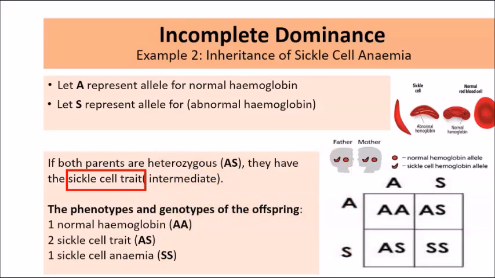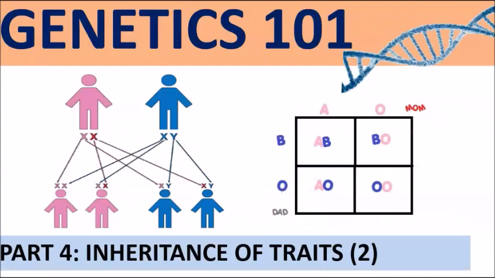Okay, so I'm going to wrap up here, and hopefully you have a better understanding of complete dominance and incomplete dominance and how these particular characteristics are inherited. In the next video, I'm going to look at part 2 of inheritance of traits, and we're going to cover the inheritance of blood groups and sex-linked traits.